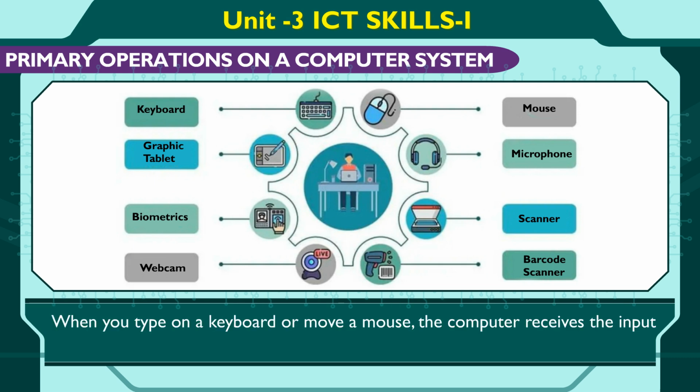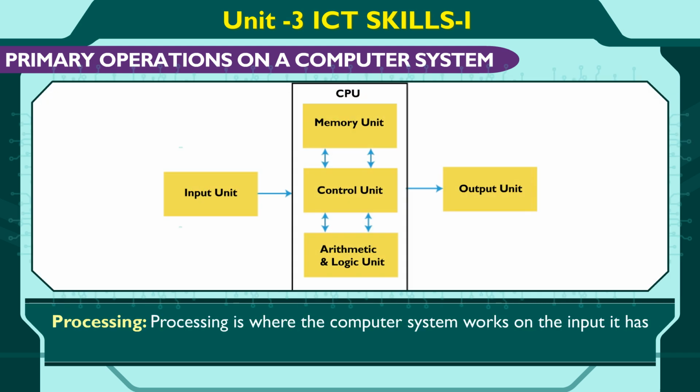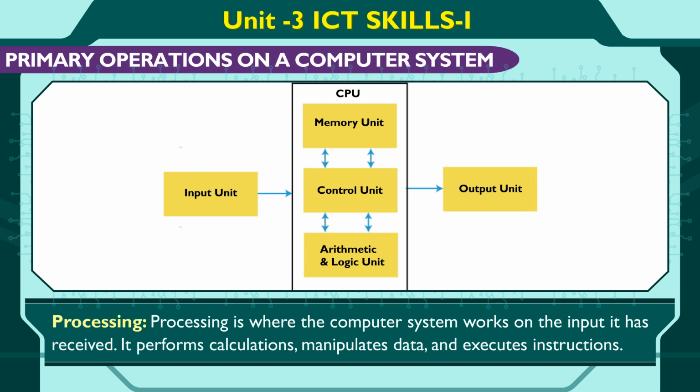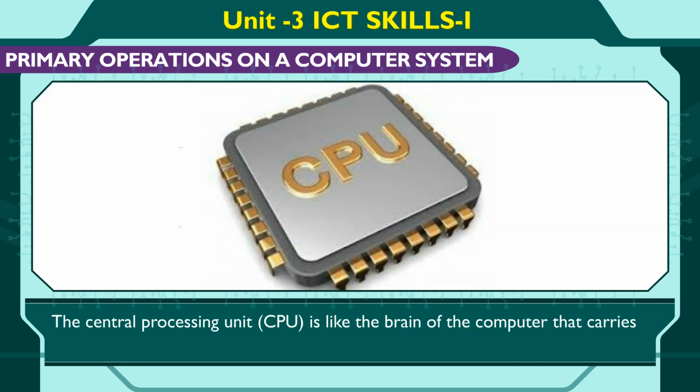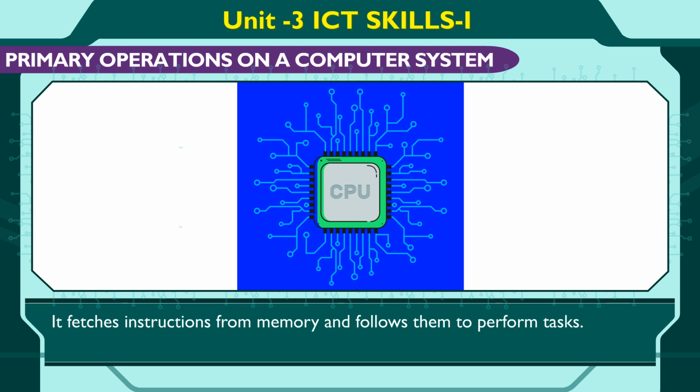When you type on a keyboard or move a mouse, the computer receives the input and uses it to perform tasks. Processing. Processing is where the computer system works on the input it has received. It performs calculations, manipulates data, and executes instructions. The central processing unit is like the brain of the computer that carries out these operations. It fetches instructions from memory and follows them to perform tasks.